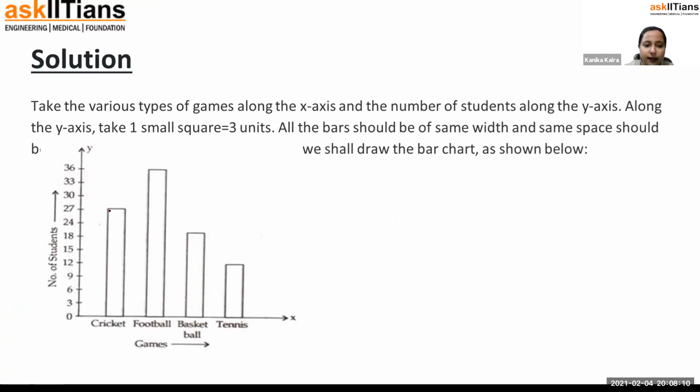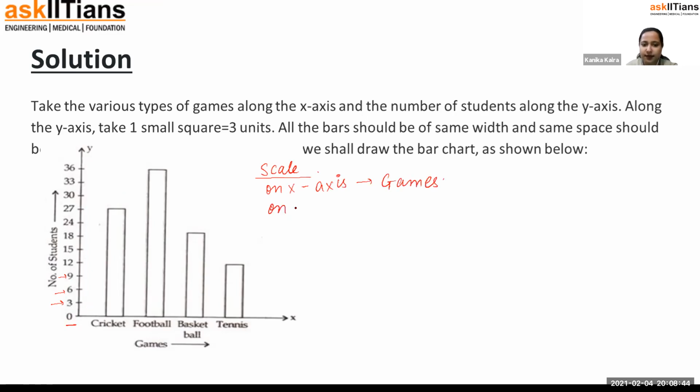Look at it as given previously in the hint in the question itself, that you have to take 3 values on the y-axis starting from 0. So 0 is the first value, then comes 3, then comes 6, then comes 9, and so on. Don't forget to write the scale, as I told you before as well. Scale is really important. So on the x-axis, we have mentioned games.